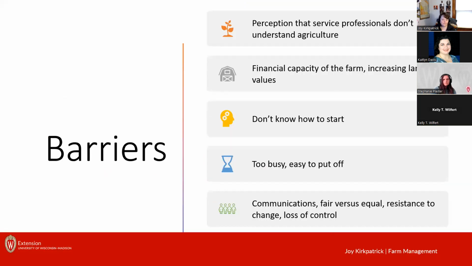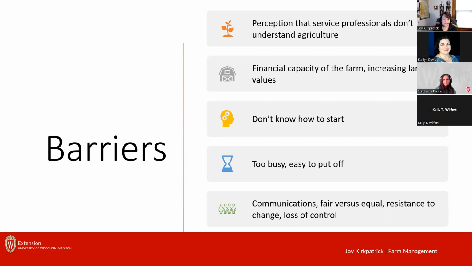So in 2017, we talked to groups of farmers about farm succession planning. When we asked about their barriers to planning, these were the most common answers. So we'll start at the top. One of them is the perception that service professionals don't understand agriculture. We'll talk a little bit more about that in some later slides, but that was one of the top barriers. The other one is the financial capacity of the farm and increasing land values. And again, we'll talk about that in just another slide or two. Don't know how to start. That was something from that 1988 book.